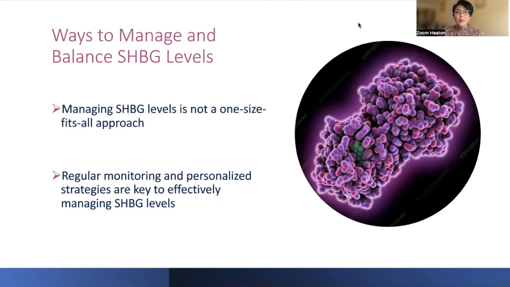So managing SHBG levels is not a one-size-fits-all approach, since managing these levels involves a multifaceted approach that includes lifestyle changes, dietary adjustments, and medical interventions when necessary. So understanding the factors that influence SHBG and how to modulate them can significantly impact an individual's hormonal health and ensuring overall well-being. Regular monitoring and personalized strategies are key to effectively managing SHBG levels. And regular monitoring through blood tests and adjusting lifestyle and treatment strategies as needed is important. Of course, this allows for a more personalized approach to maintaining optimal SHBG levels and hormonal balance.